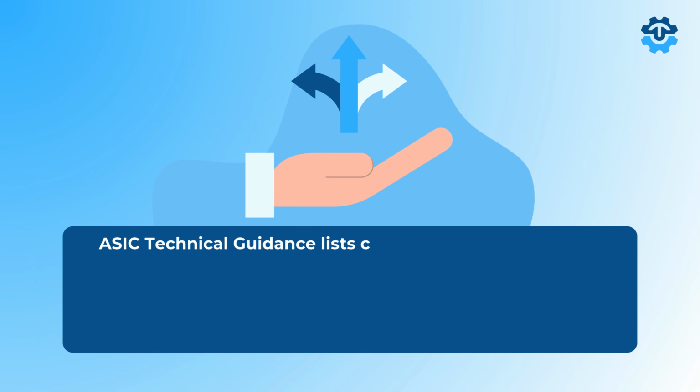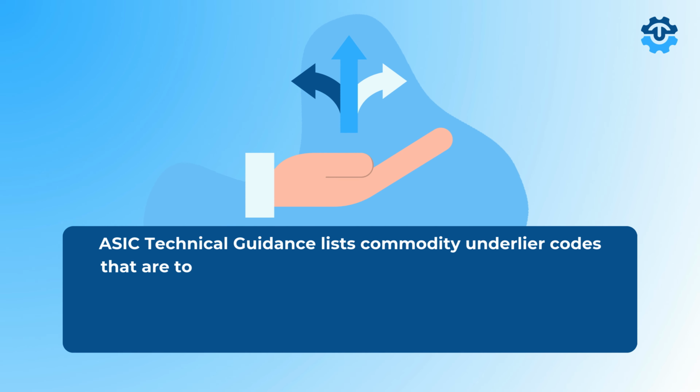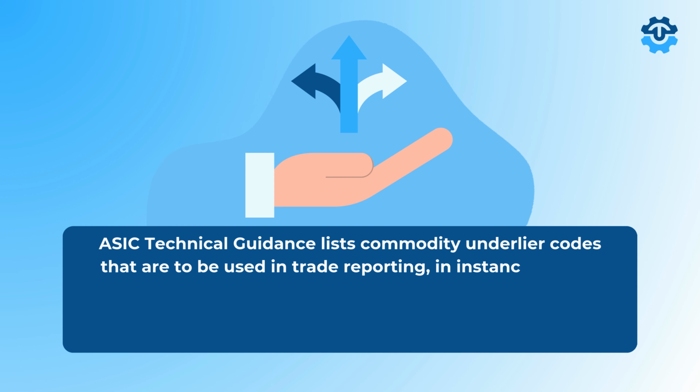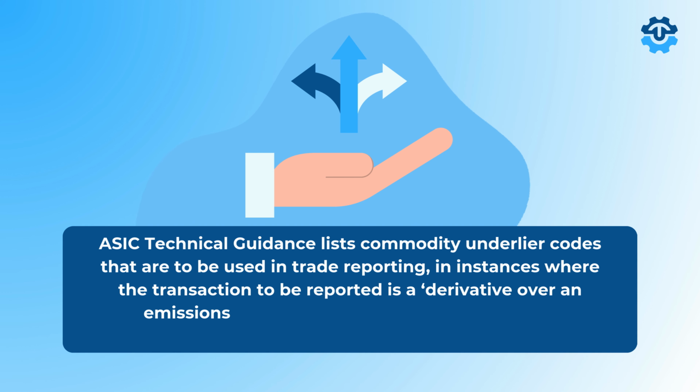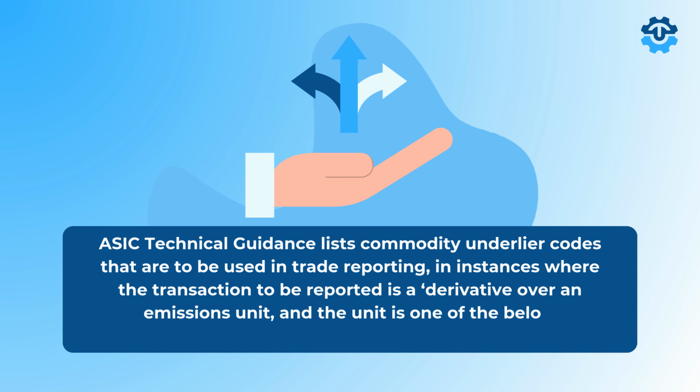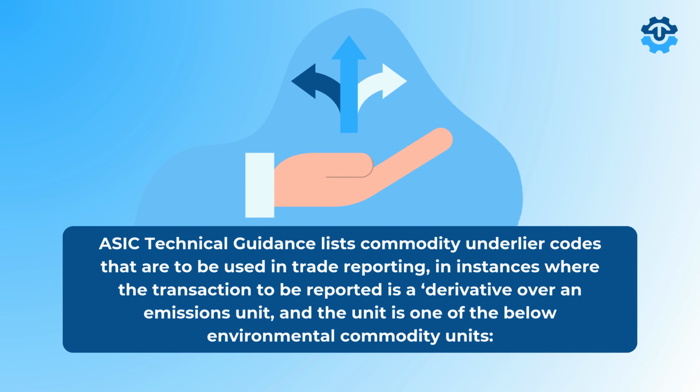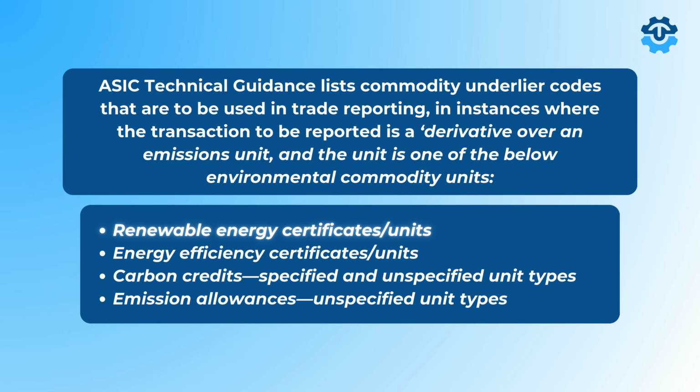ASIC Technical Guidance lists commodity underlier codes that are to be used in trade reporting in instances where the transaction to be reported is a derivative over an emissions unit, and the unit is one of the below environmental commodity units. Renewable energy certificates or units. Energy efficiency certificates or units. Carbon credits, specified and unspecified unit types. And emission allowances, unspecified unit types.